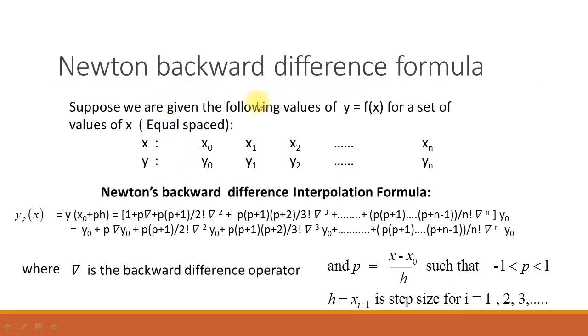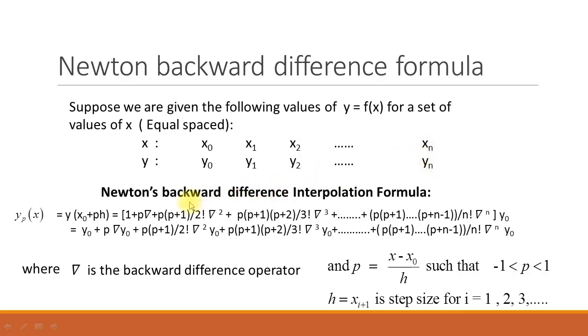Newton backward difference formula. Suppose we are given the following values for the function y = f(x), for a set of values of x = x0, x1, x2 up to xn, and y = y0, y1, y2 up to yn. For the value x0, the value of y is y0, and for x1 the value of y is y1, for x2 the value of y is y2, and so on. For xn the value of y is yn.